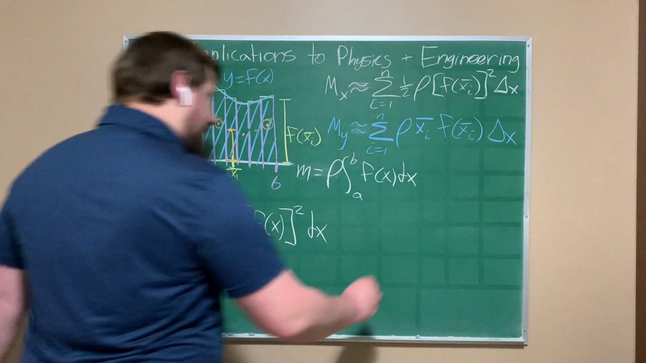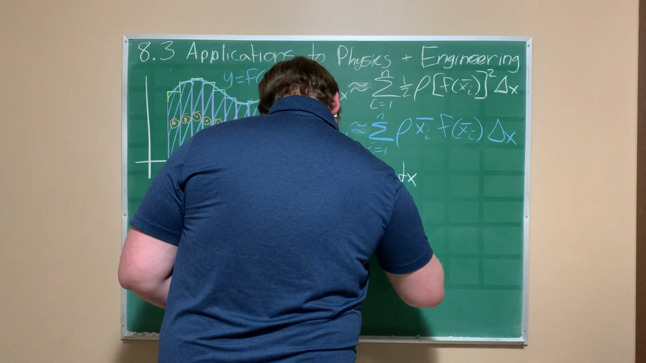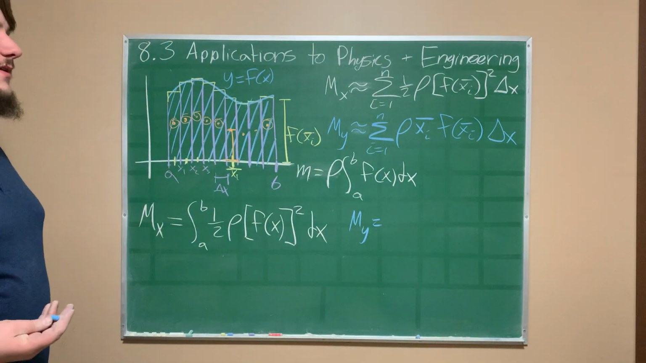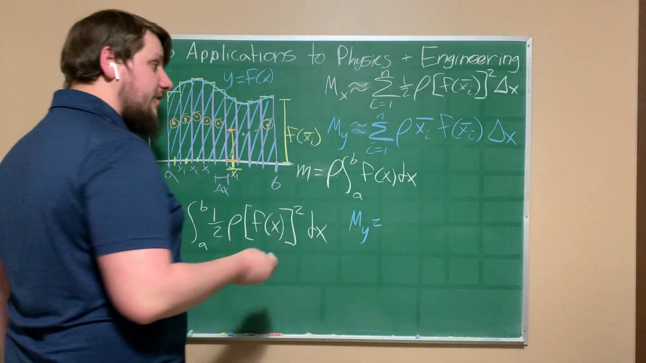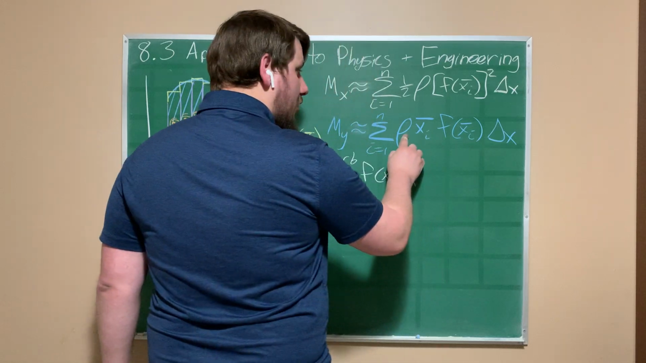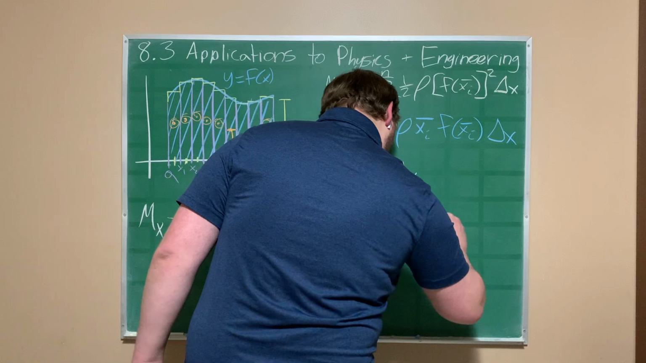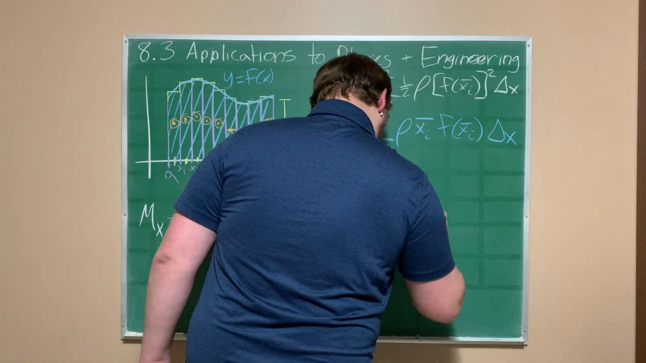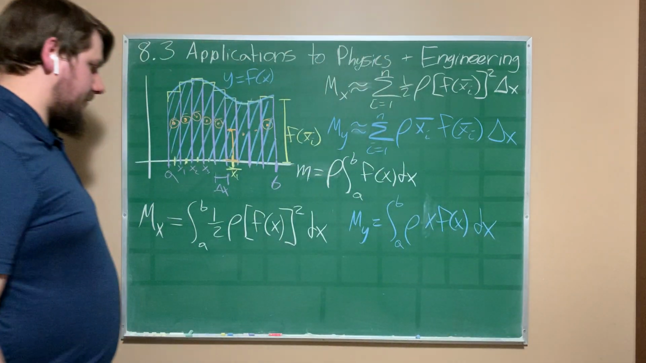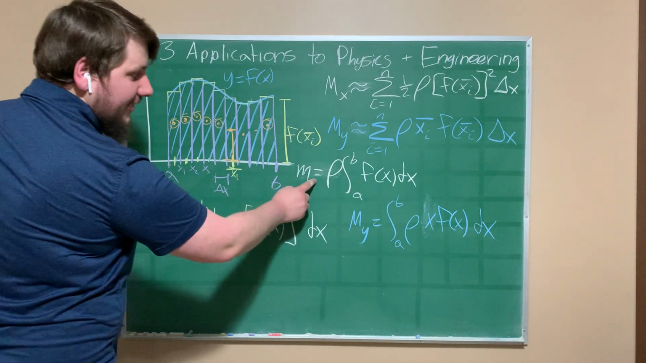All right, then the moment with respect to y. Once again, we're going to apply a limit to this sum, the limit as n goes to infinity. It's going to turn it into an integral. We're going to have the integral from a to b of rho times x times f of x dx. There we go.